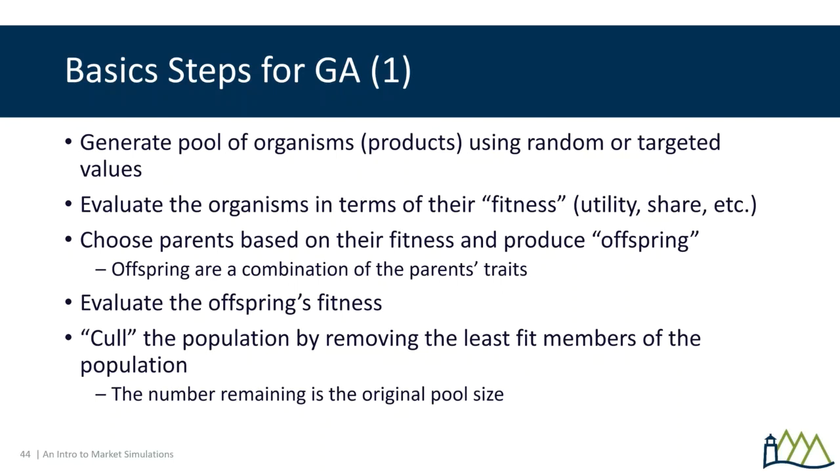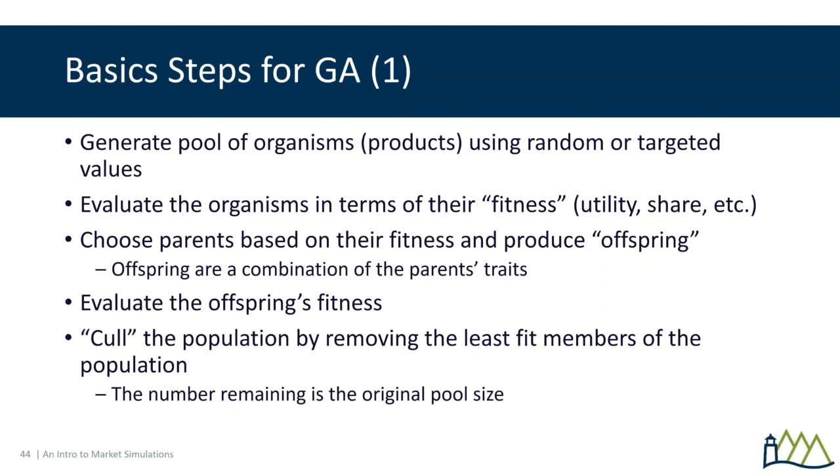Okay, it's a very simple process. We're going to generate a pool of organisms. So we're going to generate a population using random or something else that we call targeted values, and I'll talk about that a little bit. And then we're going to check each of these organisms in terms of their fitness. That fitness is going to be utility, share, revenue, and we're going to assess all of these products in the population, these product combinations.